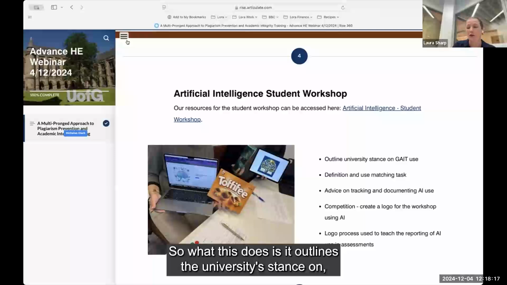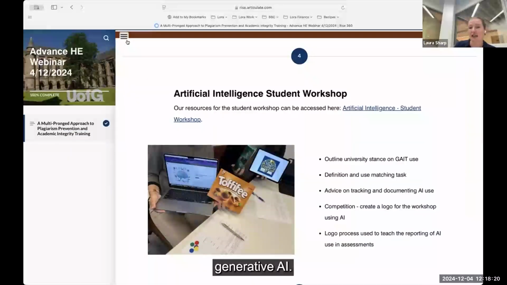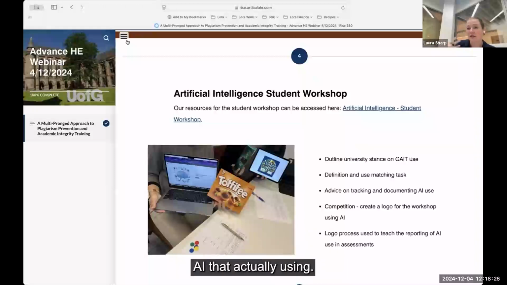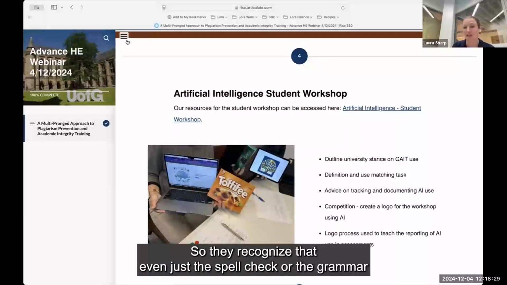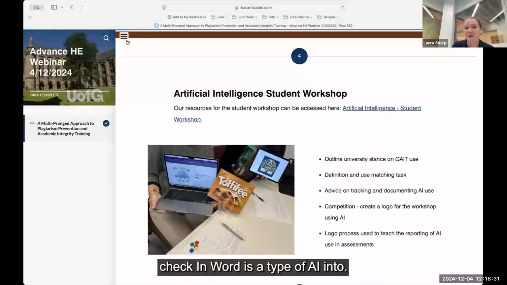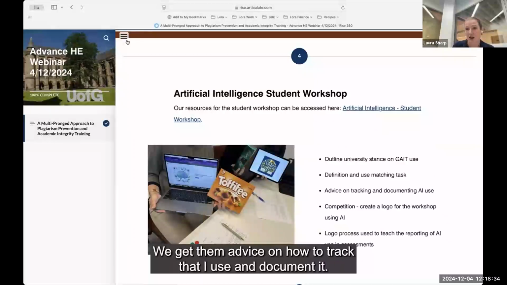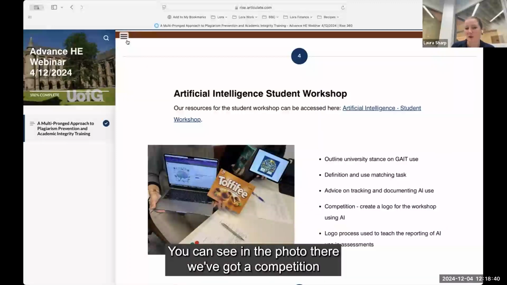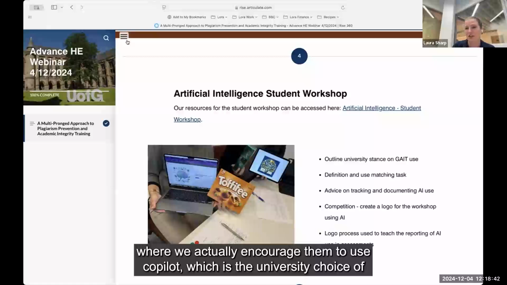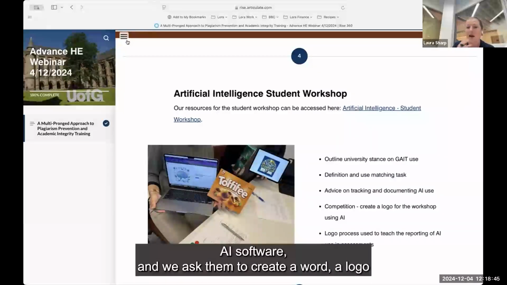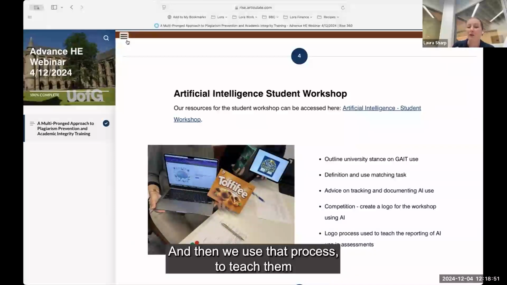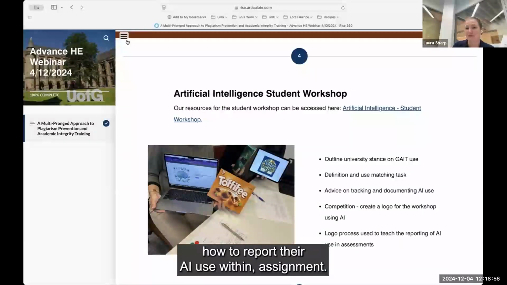So what this does is it outlines the university's stance on generative AI. It defines and then gets students to identify which types of AI they're actually using, so that they recognise that even just the spell check or the grammar check in Word is a type of AI input. We give them advice on how to track their AI use and document it. You can see in the photo there, we've got a competition where we actually encourage them to use Copilot, which is the university's choice of AI software. And we ask them to create a logo for the workshop using AI. And then we use that process to teach them how to report their AI use within assignments.